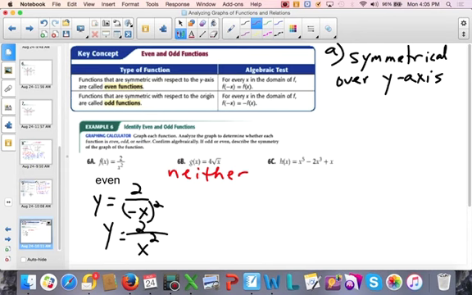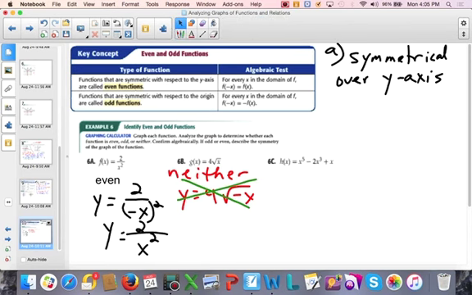Confirming algebraically. If I plug in negative x, this does not equal the same thing as 4 times the square root of x. I could be taking the square root of a negative number now, and you know that's not allowed. Okay, so that's not equivalent. And it also doesn't equal the opposite of 4 times the square root of x.